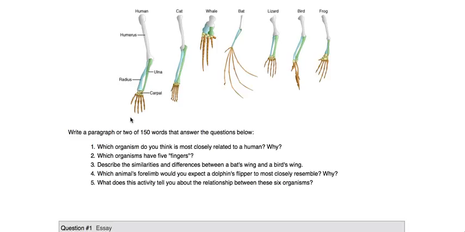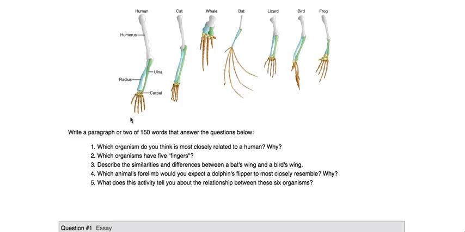Question 1 asks, which organism do you think is most closely related to the human and why? For this, you need to be looking at the number of bones and the same type of bones that you're seeing in the other 6 organisms as they compare to the human. You're looking for the one that is the most similar between the human and the organism that you choose, and then be able to explain why you chose that.